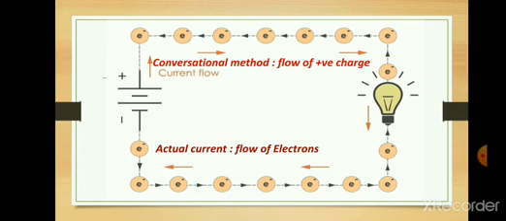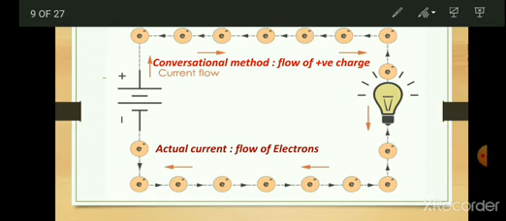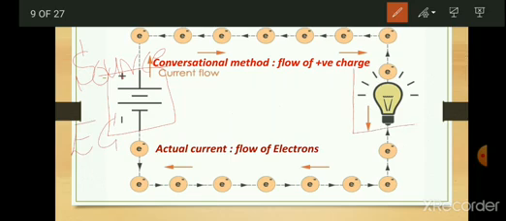Students, let's see, this is a circuit. This is the symbol of the battery. It is also called the source of electric current, and this is the bulb, or it is the resistance.